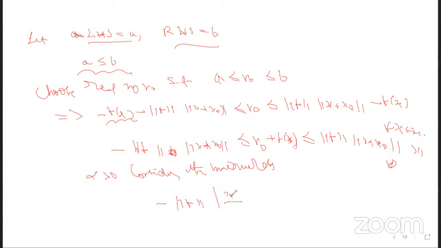X divided by alpha, x by alpha plus x naught is less than or equal to r naught plus f of x by alpha. That is a scalar field. Norm of f means x by alpha plus x naught.